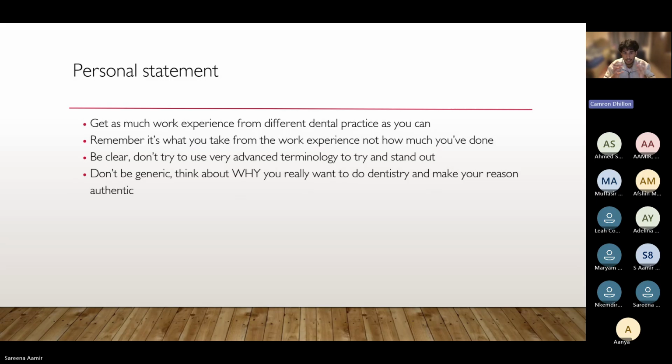It links to the different skills used in dentistry, and is authentic to you. They don't want to just see a fake reason off of nothing, because they can spot that really easily. Remember, these people have viewed thousands of personal statements in their time. So if you provide a fake reason, the examiner will know straight away.